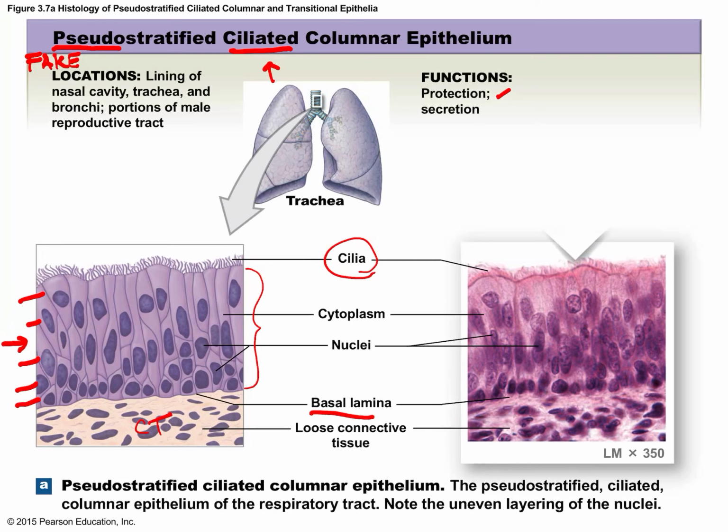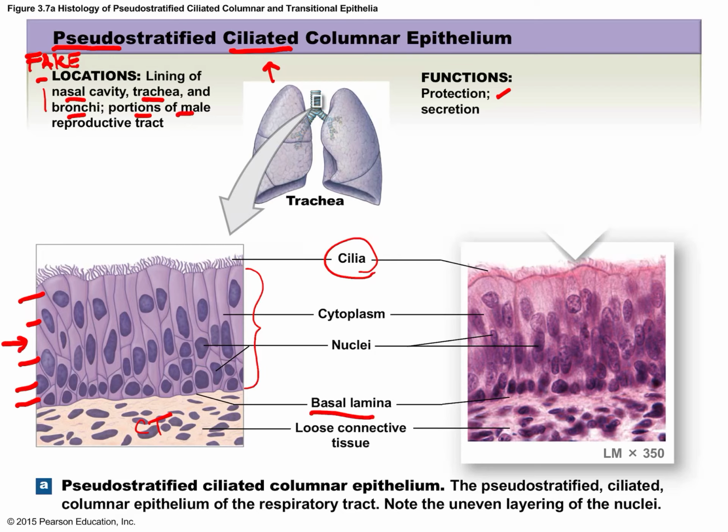So let's look at where you find it in the body. The only place you find this in the body in large amounts is the respiratory system. So if you take a look at the locations, the nasal cavity, the trachea is your windpipe. The bronchi are the larger tubes of the lungs. So all those first three regions are the respiratory tract. And then you have very small portions of the male reproductive tract.